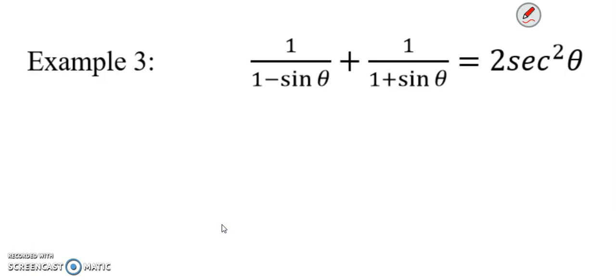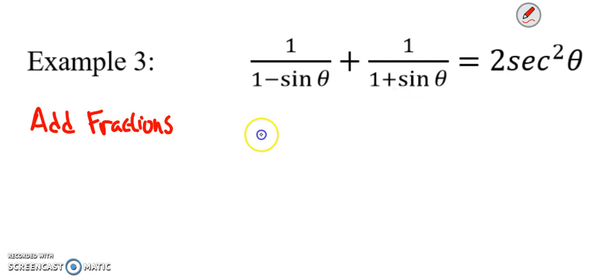So here, we're going to add fractions. It's always best to combine them together and try to get things to cancel out and all that good stuff. So here, if we look at it, we have unlike denominators. So with this, we just can't combine them and say 1 plus 1 over 1 minus sine theta, 1 plus sine theta.